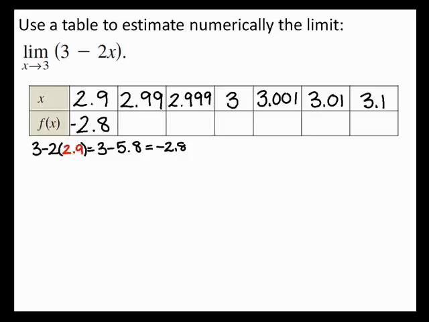Substitute 2 and 99/100 into the equation 3 minus 2x. Simplify negative 2 times 2 and 99/100. Simplify 3 minus 5 and 98/100. You find that f of x is equal to negative 2 and 98 hundredths.